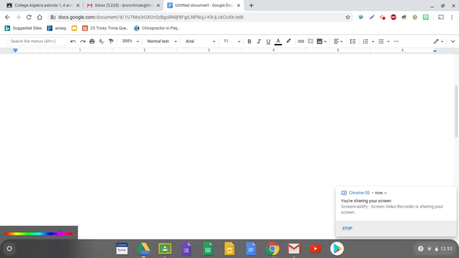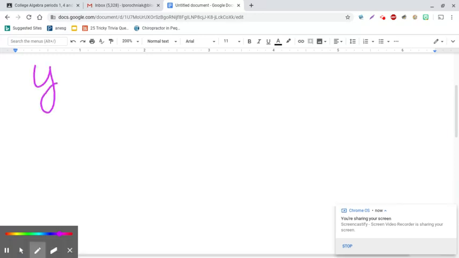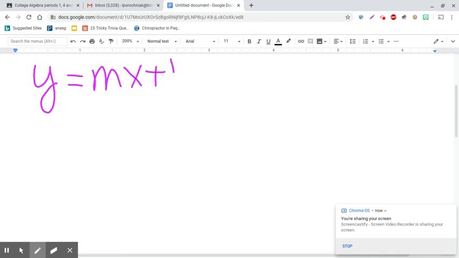Today we're going to talk about slope-intercept form. I don't know if you guys have ever seen this before. y equals mx plus b. Hopefully you have. All right, guys, this is an equation of a line. We call it slope-intercept form because it shows us our slope and our y-intercept.